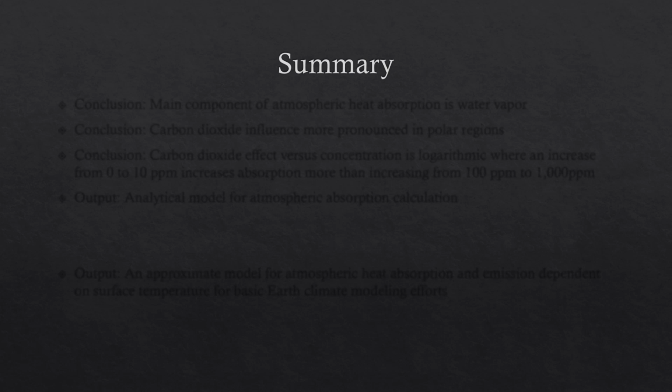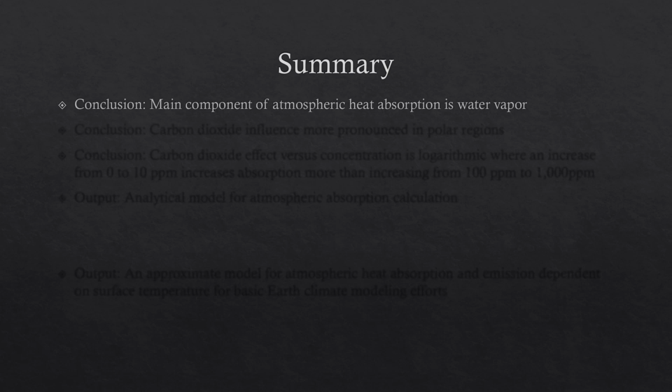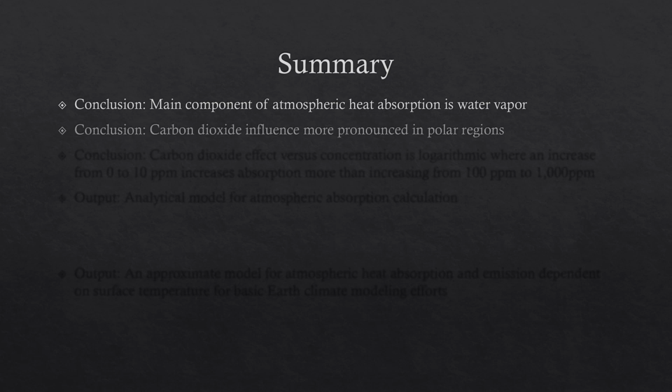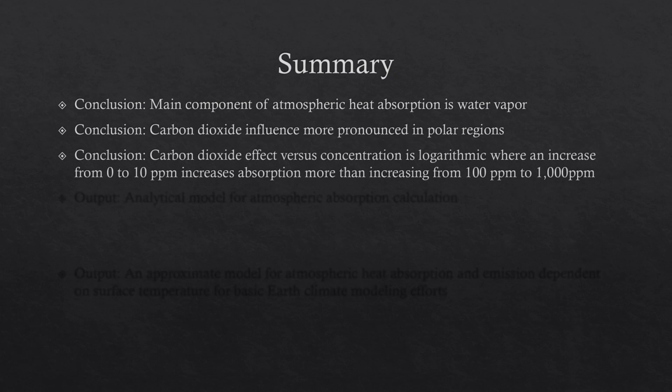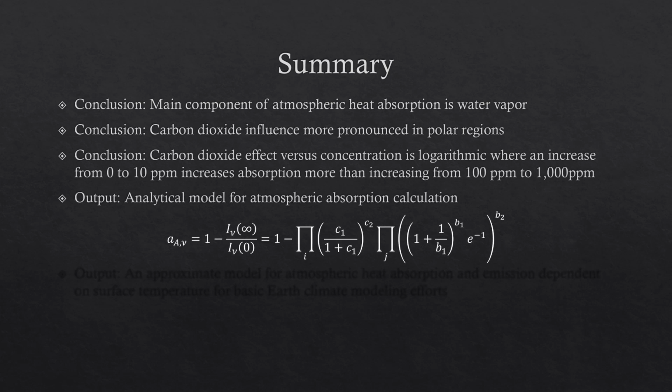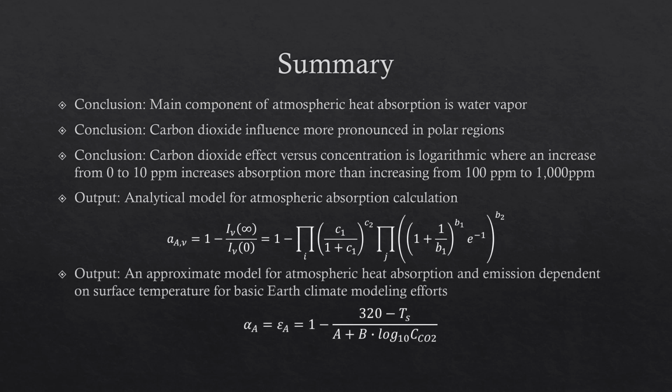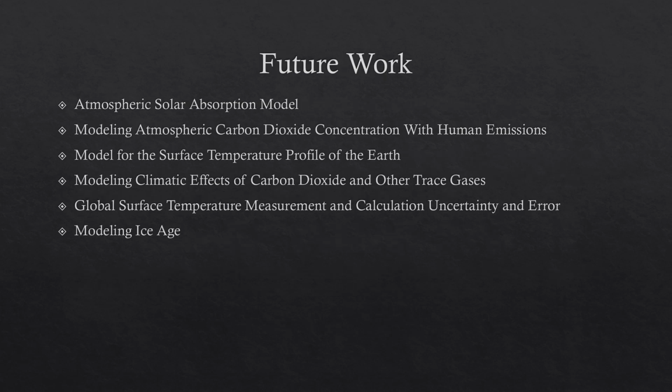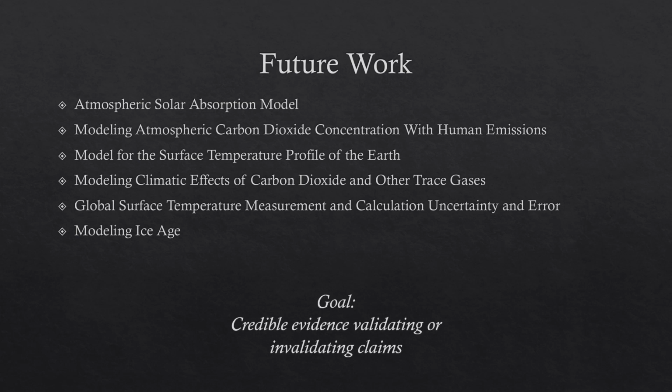In summary, the main component of atmospheric heat absorption is water vapor. Carbon dioxide's influence changes with location and is non-linear with concentration. The main outputs of this presentation are the analytical absorption model and the approximate model for the average scientist. Note the two coefficients are replaced with A and B in this equation. My future work focuses on modeling more parameters relating to Earth's climate to integrate into a previously published climate model for the Earth. However, the goal is to provide credible evidence validating or invalidating climate claims.